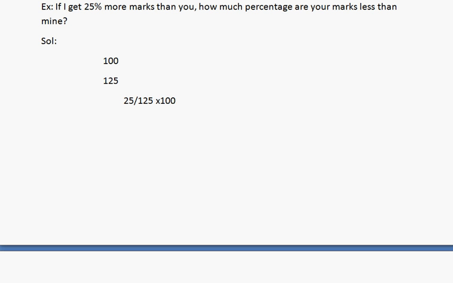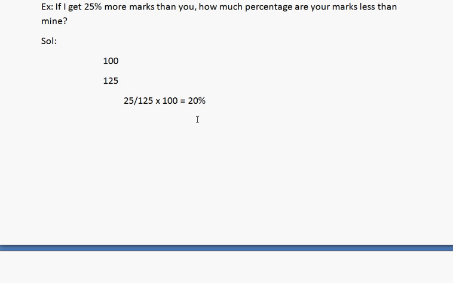Most of us would take it as 100 and calculate 25 as an answer, whereas the denominator has to be 125, because that's what we are comparing, right? How much percentage your marks are less than mine. There is a comparison from my marks, so my marks should be the denominator. So this becomes 20%, right? We don't always have to take X. In some cases we can take 100 and solve the question in an easy way as well.